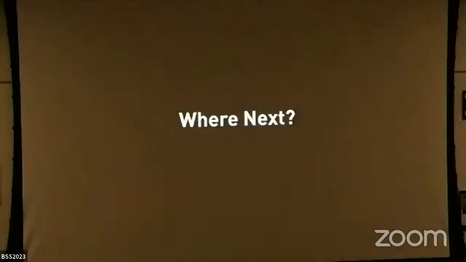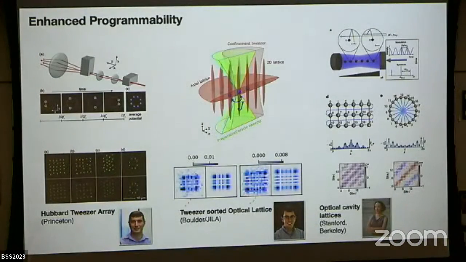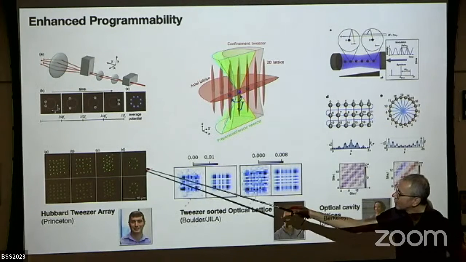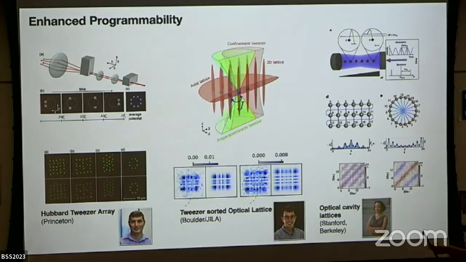All right. Just to finish off, maybe, where next. I hope I gave you an overview of some of the things that have been done with cold atoms. There's super interesting stuff going on combining the world of tweezers and optical lattices. There's Waseem Bakr's work in Princeton on optical tweezers, creating flexible Hubbard arrays. There's the work here from Adam Kaufman combining the tweezers with lattices. And there's also really nice work from Monika Schleier-Smith at Stanford, and Dan Stamper-Kurn at Berkeley, on putting atoms in cavities and having programmable long-range interactions between them.